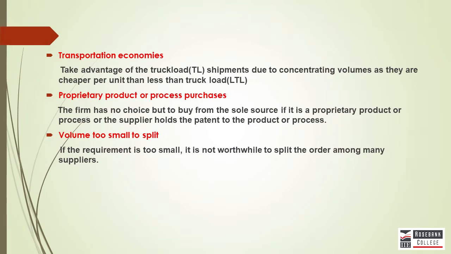There are also economies to do with transport, where we take advantage of truckload shipments due to concentrating volumes as they are cheaper per unit than less than a truckload. There are also issues of proprietary product or process purchases. The firm has no choice but to buy from the sole source if it is a proprietary product or process, or the supplier holds the patent to the product or process. Another issue is when volume is too small to split, if the requirement is too small.